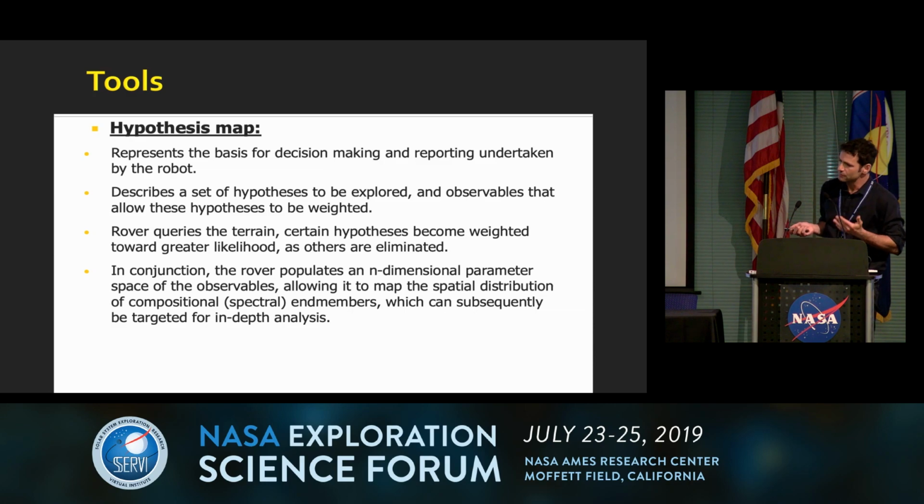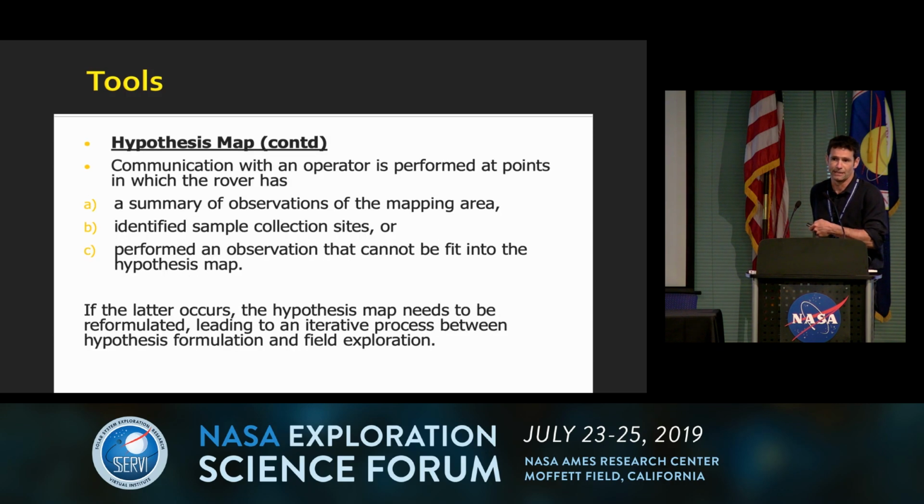So the tools we use are the hypothesis map, which I just described. So I'm not going to go very deep into it. But basically, you present a set of hypotheses to be explored and the observables. The rover queries the terrain. Certain hypotheses become weighted towards greater likelihood. Others are eliminated. And in conjunction, the rover populates an n-dimensional parameter space of the observables, allowing us to map the spatial distribution of compositional end members, for example, which can then be targeted for more in-depth analysis.